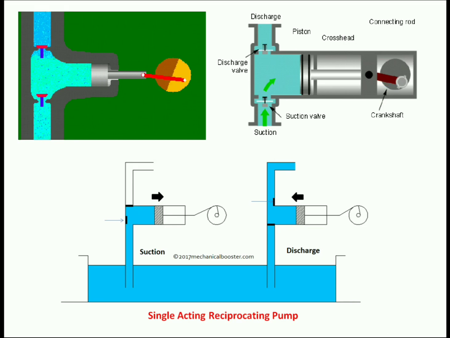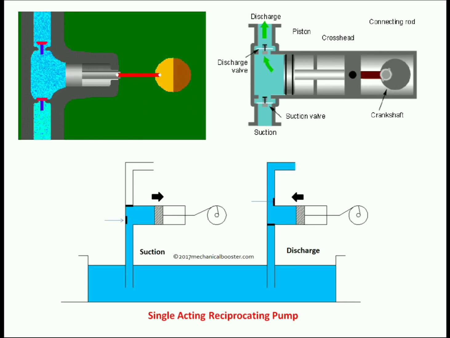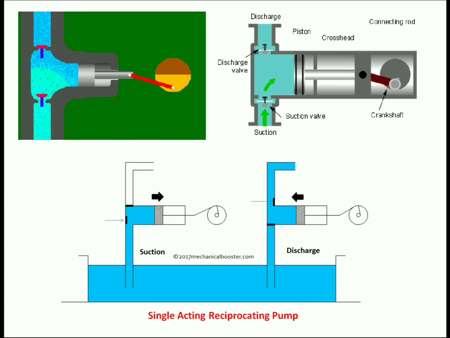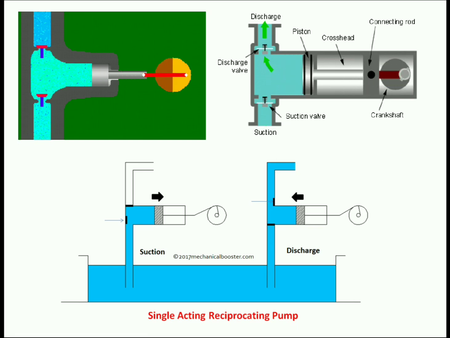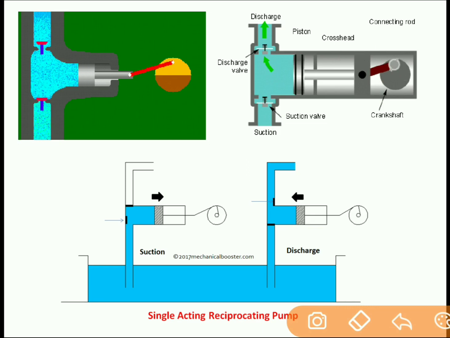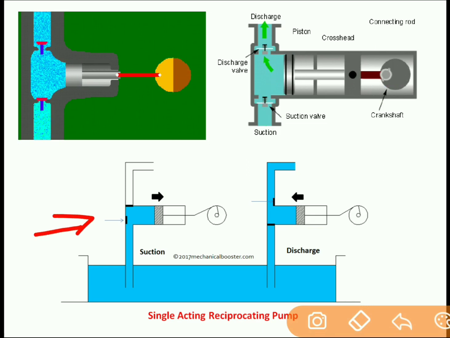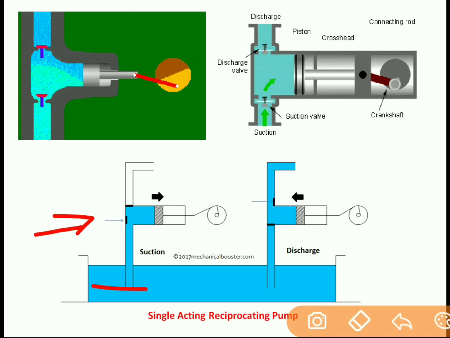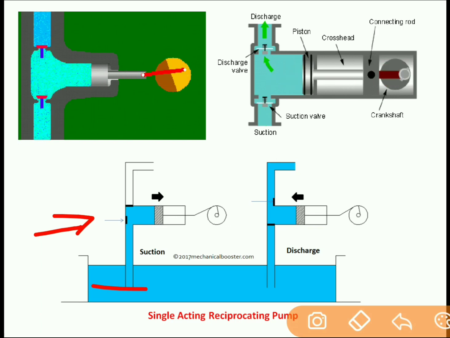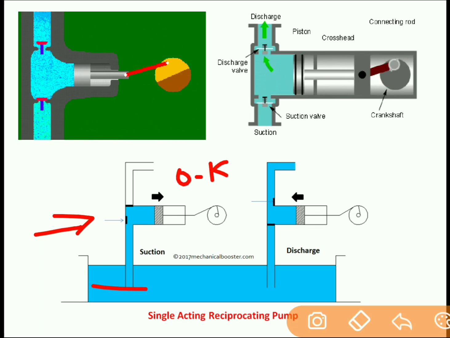These are a few more animations related to single acting reciprocating pump. First is the suction stroke, in which liquid from the tank is transferred to the cylinder and the crank is moved from 0 to 180 degree.